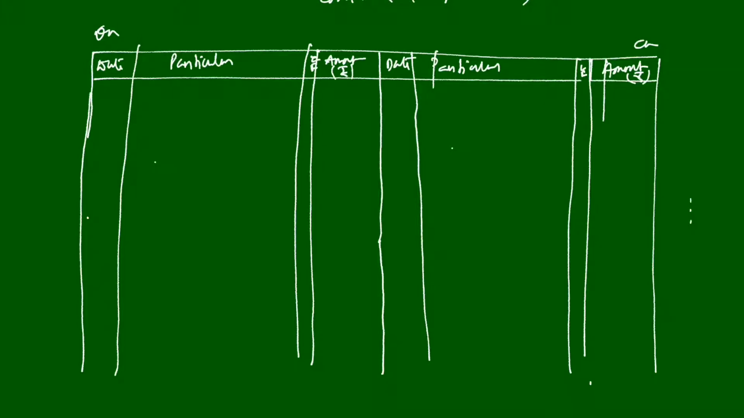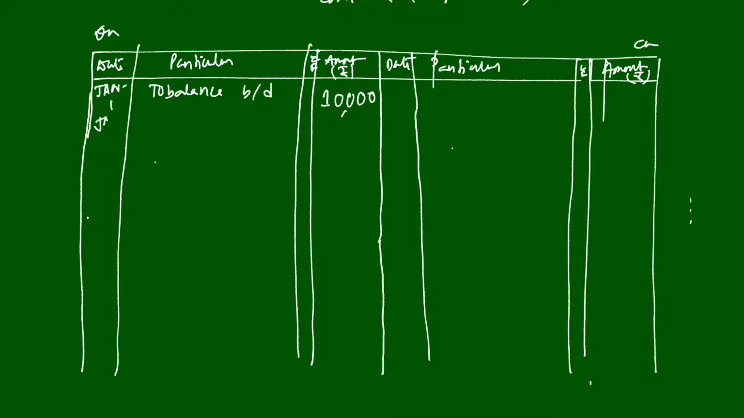Okay, first of all, it is written here, cash in hand 10,000 on January 1. So on January 1, you write to balance b/d. Cash in hand means this is balance b/d 10,000. Okay, on January 3rd, it is written cash received from Mohan and Bros 2,000.